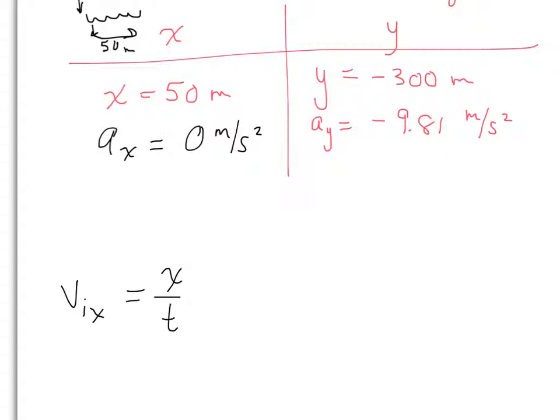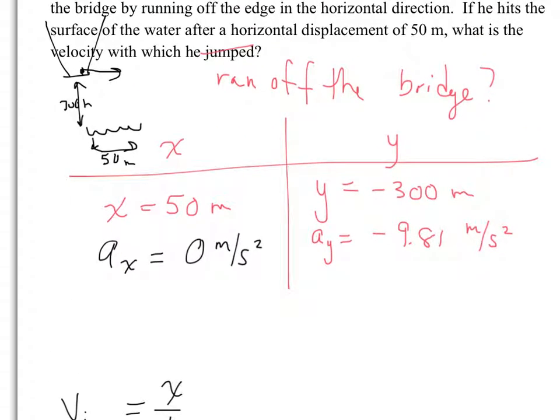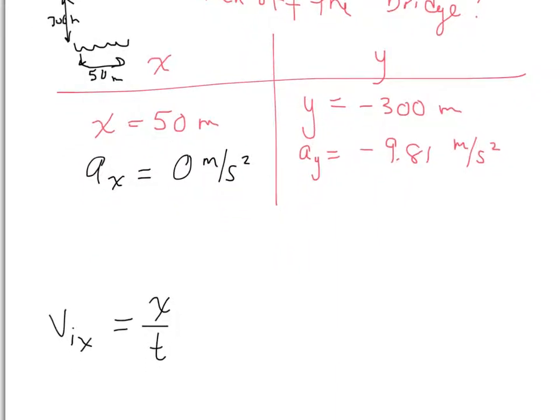Okay, I'm going to pause there, where Tom Cruise jumped off the bridge by running straight off in a horizontal direction, and he ended up 50 meters out from the bridge, and he had fallen 300 meters down, so we listed those givens. Now, since he ran off the bridge horizontally, and he didn't jump vertically, what would VIY be? Because he's only running horizontally.